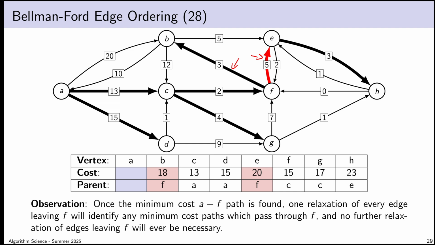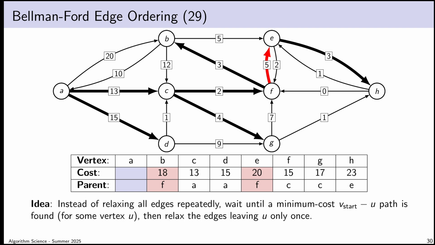Because, as I said, if I relax this edge again next time, the calculation I do is the same because it's impossible for the cost of travel to F to ever change. Same thing with this edge, even though this edge may not end up being in the minimum cost path tree. Maybe it gets superseded by some other edge later on.